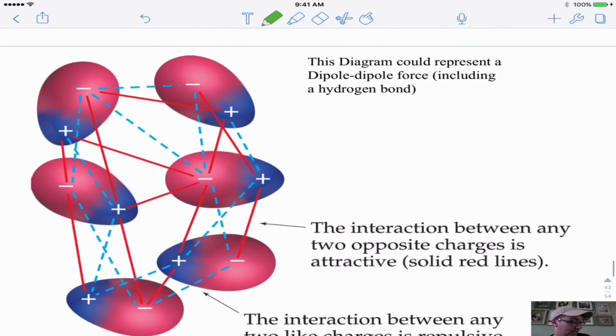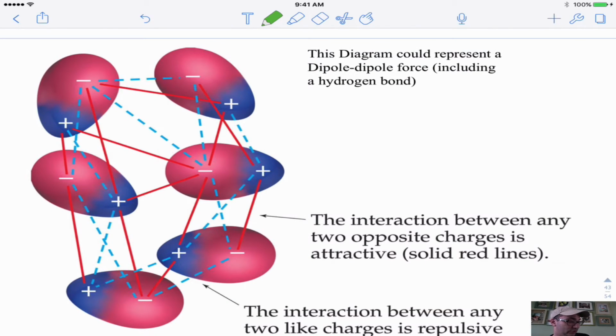Here's just showing you a nice dipole-dipole using their blob structures here. You have the negatives and the positives and how they all attract each other. They also show the repulsions. It's from an AP textbook. They're trying to give you a more full view of what's going on.